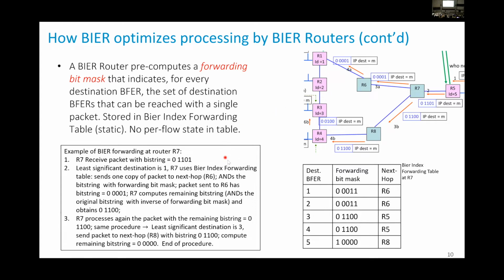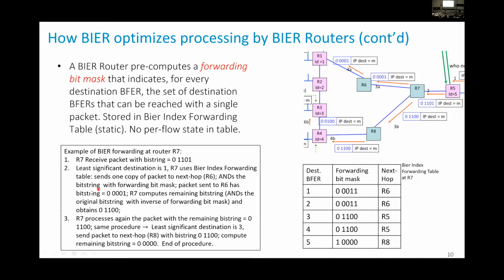This is explained here. We compute the remaining bit string by ANDing the original bit string with the inverse of the forwarding bit mask. Essentially, we remove all the destinations that were reached here, and we obtain the remaining thing, which is 0, 1, 1, 1. That is the equivalent of doing the delta operation. I had a set of routers to reach. I remove from this set the ones that I've already found from this first table here, and I obtain 0, 1, 1, 1, 0.